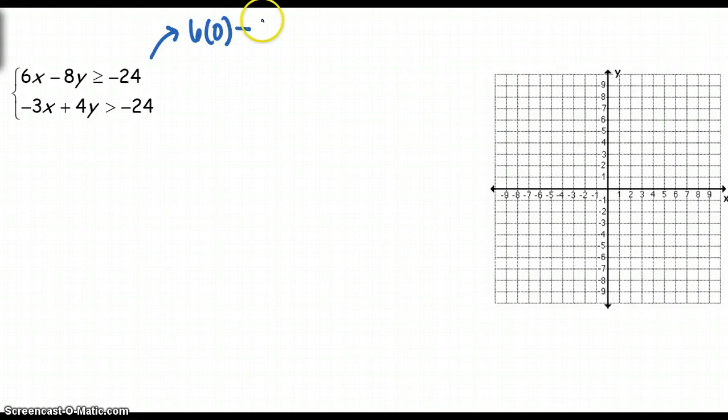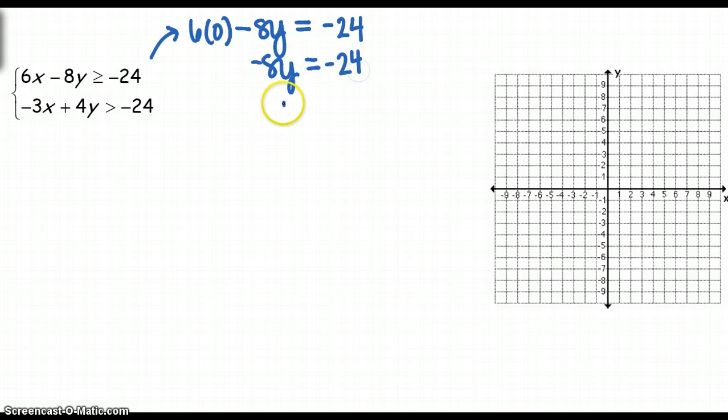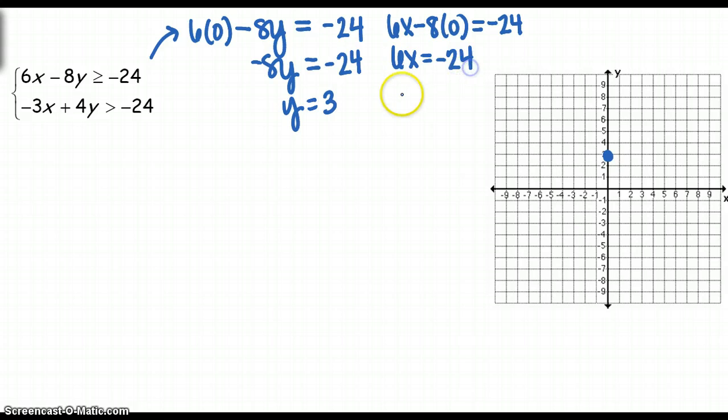So if we have 0 for X, and I'm going to change this into an equal sign since I'm doing intercepts, I'll have negative 8y equals negative 24. And when I divide, I will get 3 for my y-intercept. Let's go ahead and find the x-intercept. So I'll have 6x minus 8 times 0 equals negative 24. And then I'll have 6x equals negative 24. And I get x is negative 4.